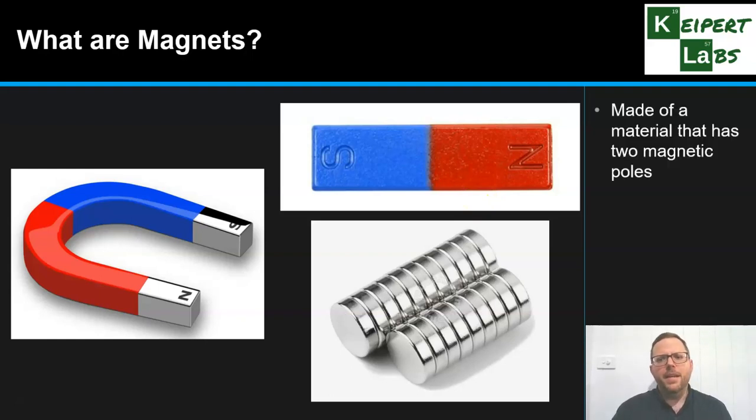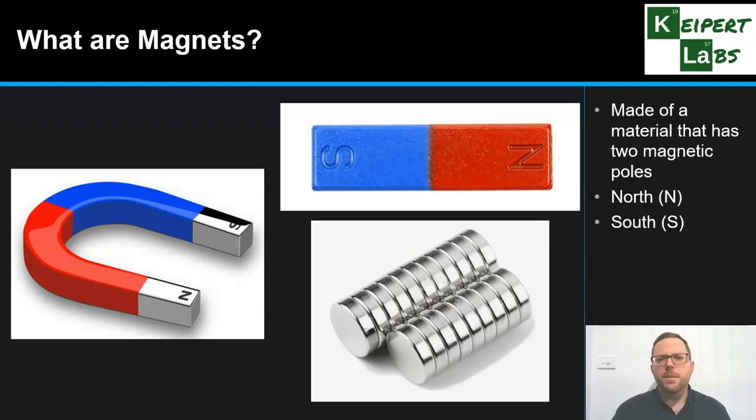Essentially, a magnet is an object made of a material that has two magnetic poles. That is, these two opposite ends that have this magnetic behavior. We call one north and the other south. If you know anything about compasses, you can understand why we would use these terms north and south to refer to magnets, because it relates to the very beginnings of our understanding of magnetism and thinking about the Earth and the direction of north and south in that context.